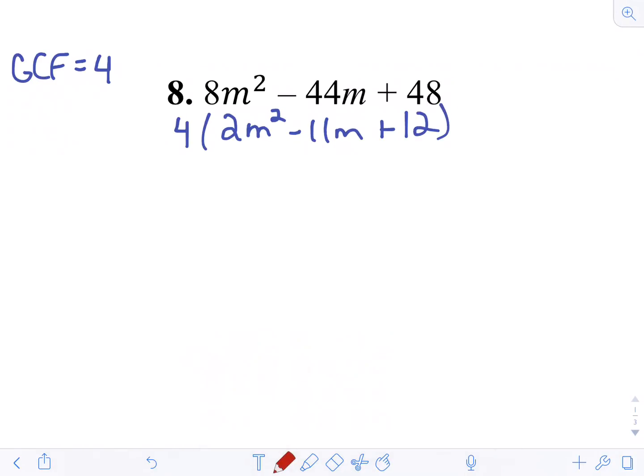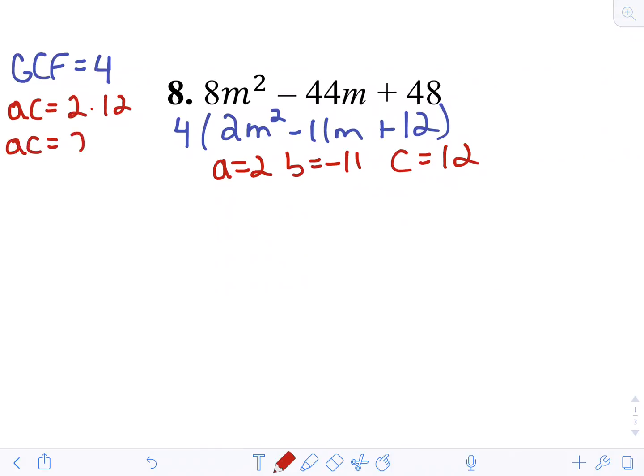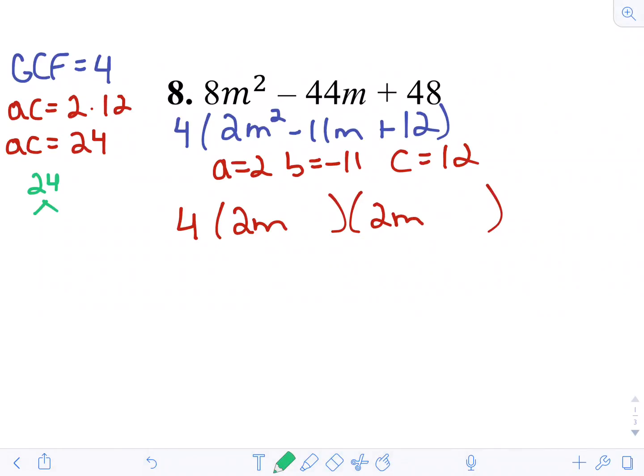Okay, so now I'm going to label A is equal to 2, B is equal to negative 11, C is equal to 12. And so we have AC is equal to 2 times 12. So AC is equal to 24. So before I figure out what numbers need to go into 24, I'm going to rewrite this and look at my signs. So I still have this 4. Don't forget that one. I'm going to have 2m plus or minus something, 2m plus or minus something. To figure out those numbers, we're going to look at our signs here. We have a negative and a positive.